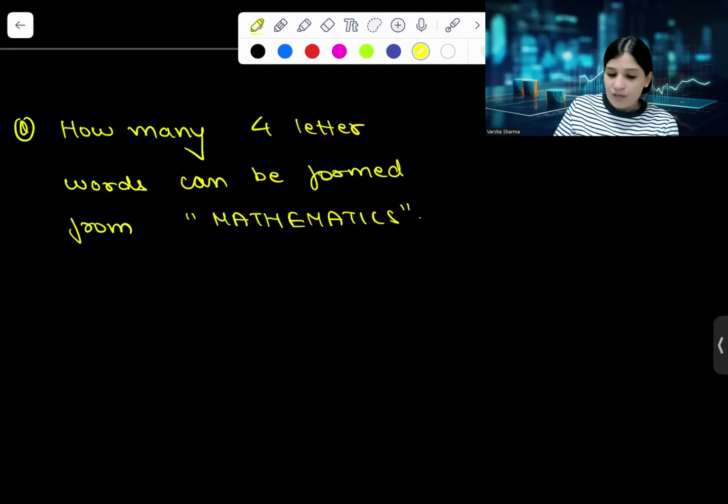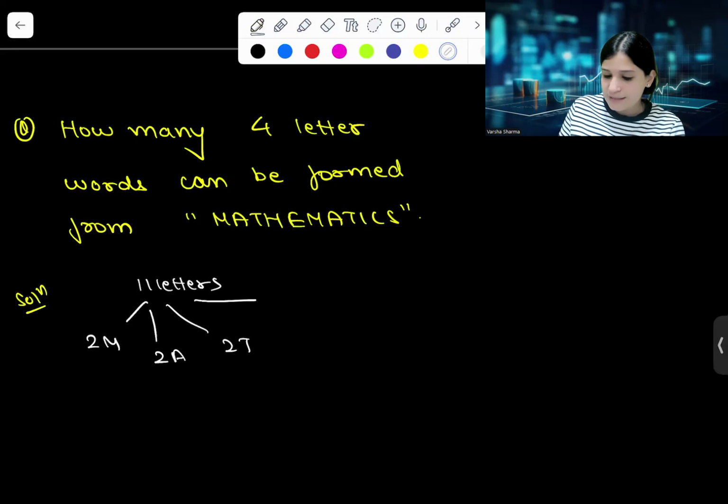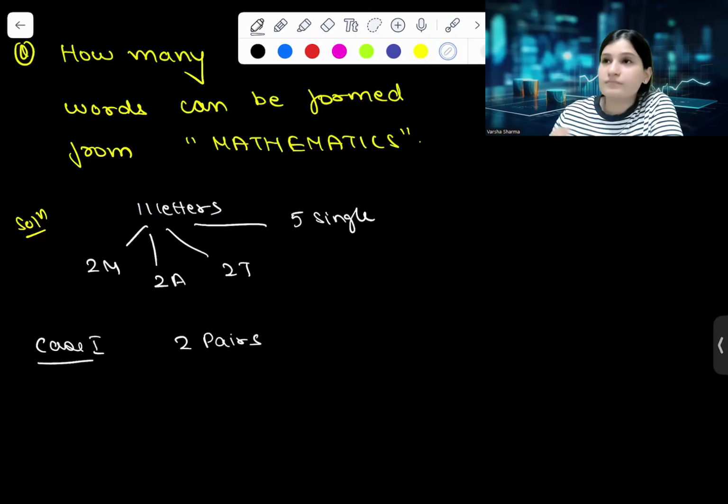So the word mathematics has total 11 letters, right? In those 11, there are 2M, 2A, 2T, and then 5 single letters, right? Agree? So if I want to select 4 letters, it can so happen that I have 2 pairs. I can have 2M, 2A, 4 letters. I can have 2A, 2T. I can have 2M, 2T. Yes or no?